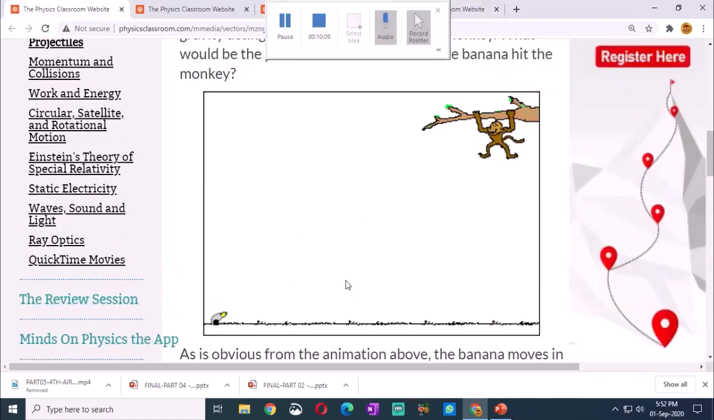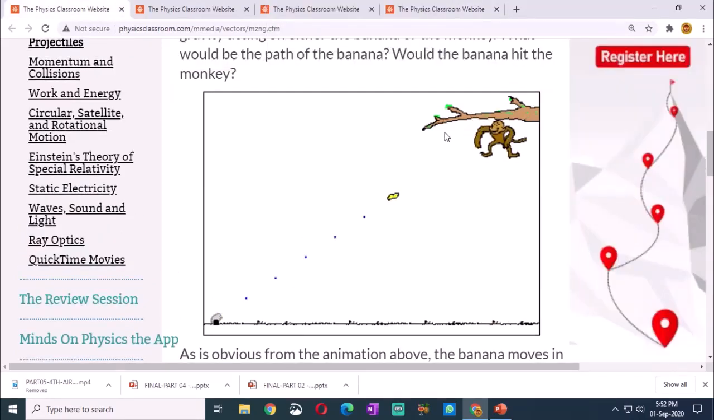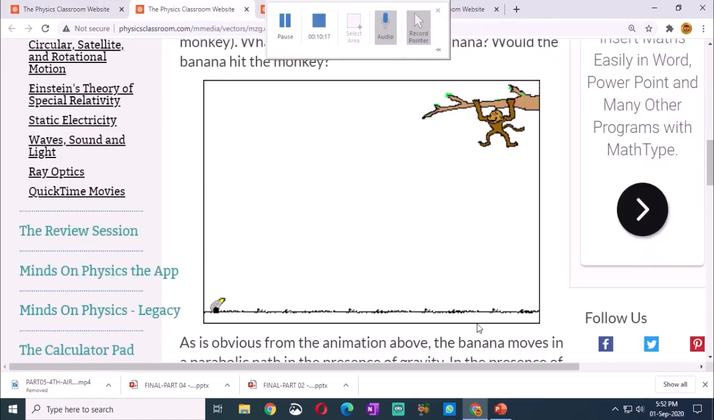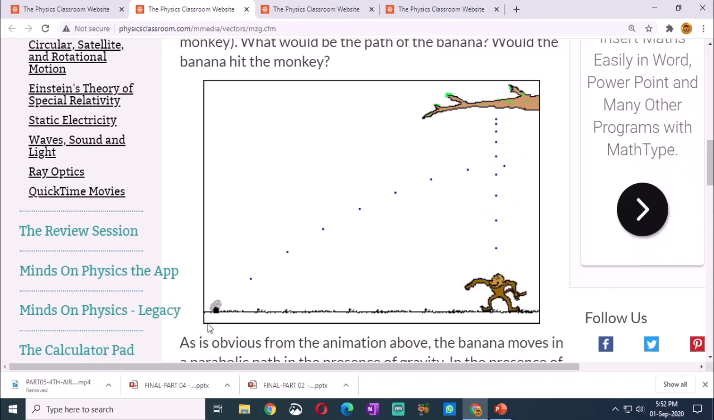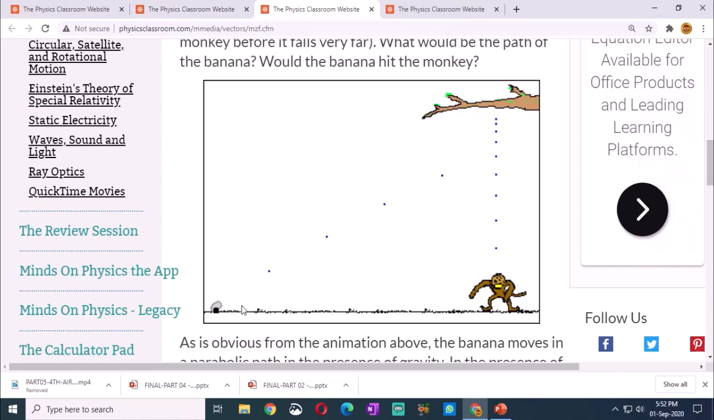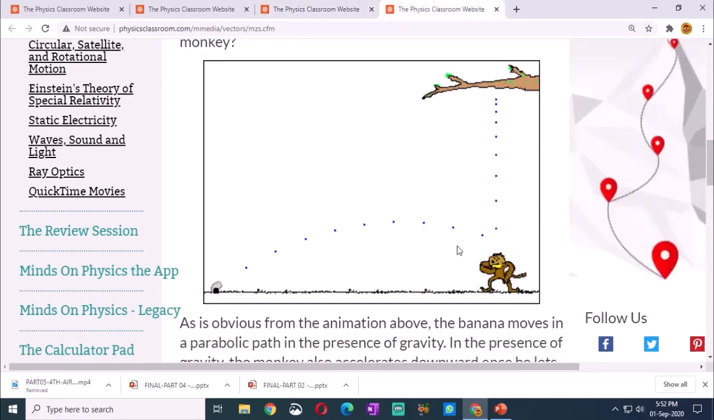Okay, children. First case, going in a straight line, hitting the monkey because there is no gravity. Second case, missing the monkey because we are aiming at a higher place than the monkey. That's why it is missing. Third case, we are aiming at the monkey with fast speed. It will touch the monkey close to the limb. In the fourth case, we are aiming at the monkey with slow speed. It touches the monkey close to the ground.